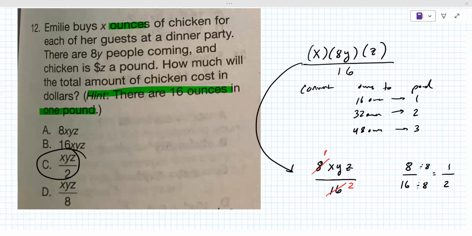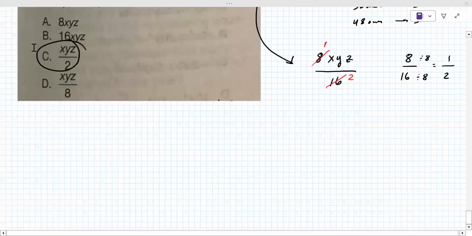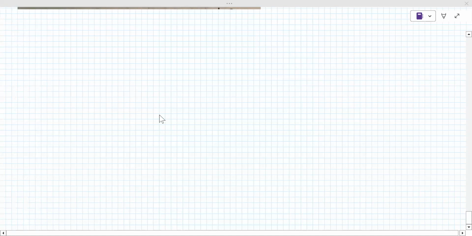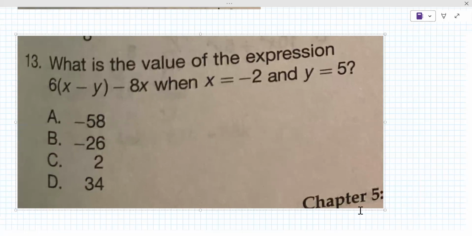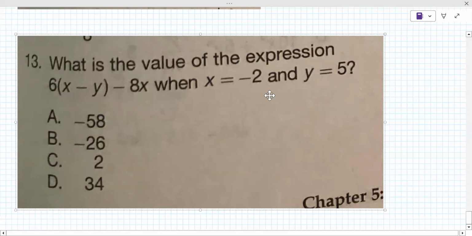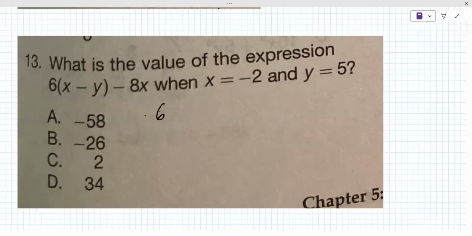Okay, new question here. I think these are going to be good for you. Number 13. It says, what is the value of the expression 6 times (x minus y) minus 8x when x equals minus 2 and y equals 5? So your thought process should be, I've got to take each of these numbers and put it in for x, put it in for y, and then put this number in for x. And the only way you can make a mistake is with sign errors. So the best thing is just go really slow here.